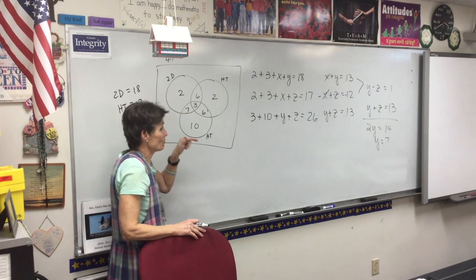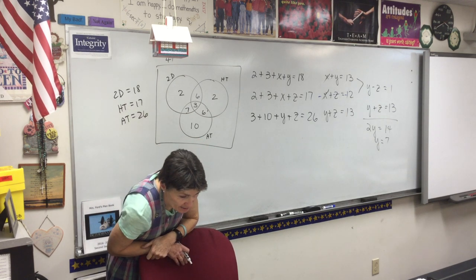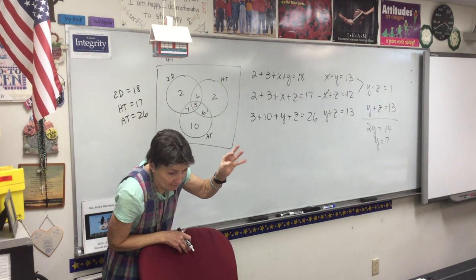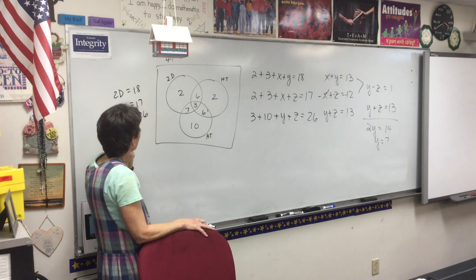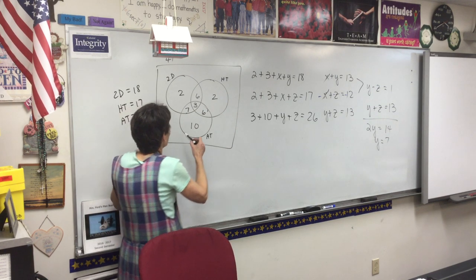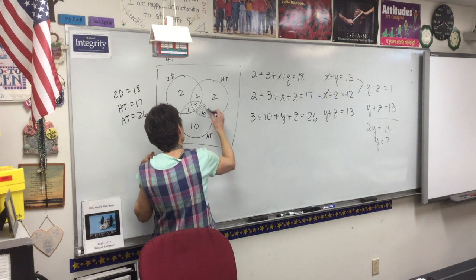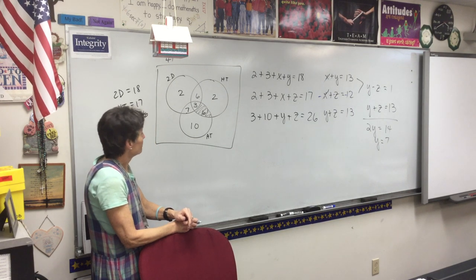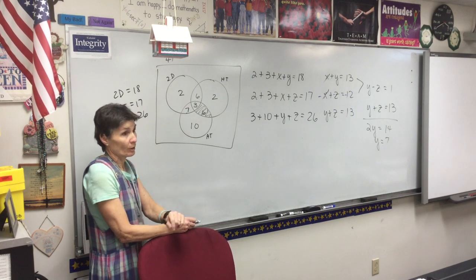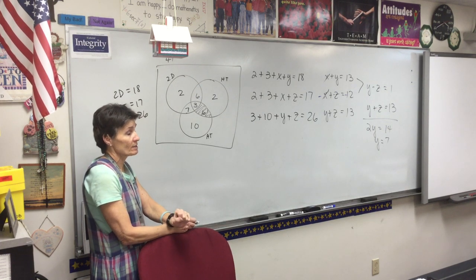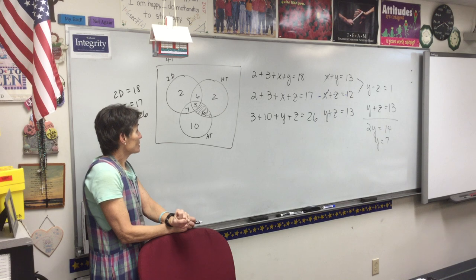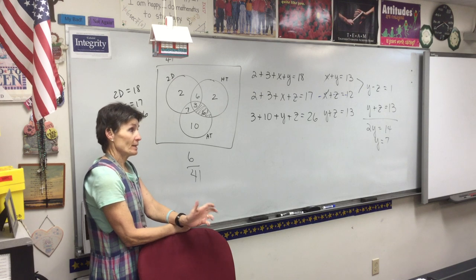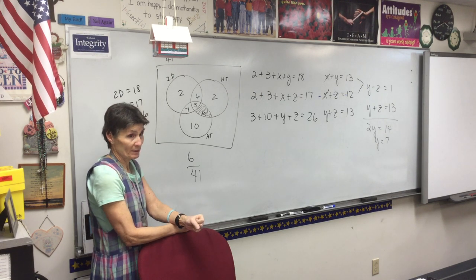Now, I can answer the first question right now. The first question says, what's the probability that if I reach in and grab a car, it will have only an automatic transmission and a hard top? So only automatic transmission and hard top would be right here, wouldn't it? Wait, I thought it'd be the 3. Yeah, because the 3 would include a 2-door, and I don't want that. I want only the automatic transmission and the hard top. So the probability would be 6 over 41. Remember, it doesn't say how many. It says what's the probability.